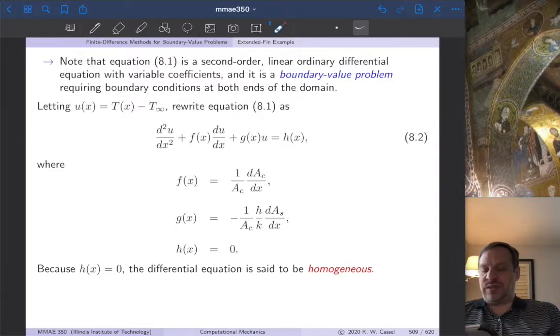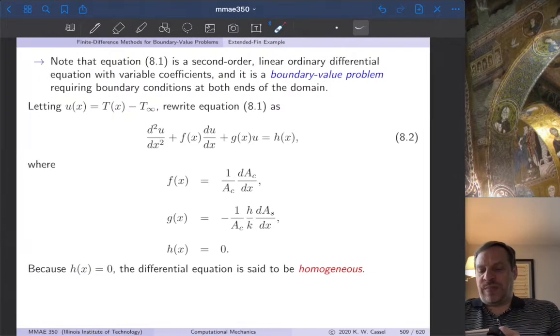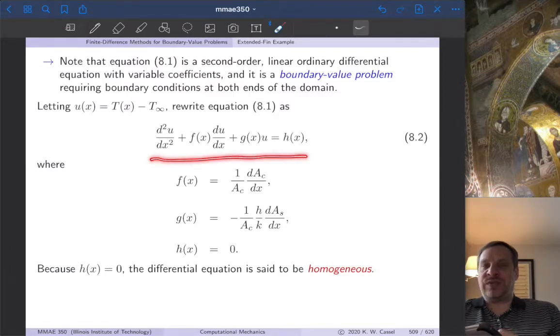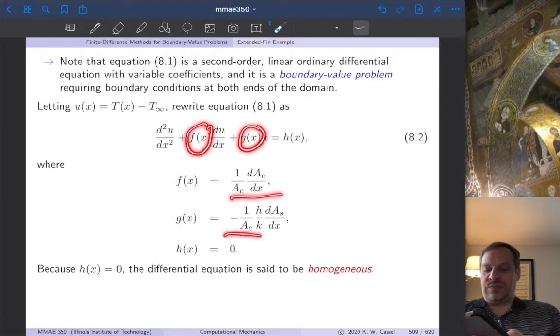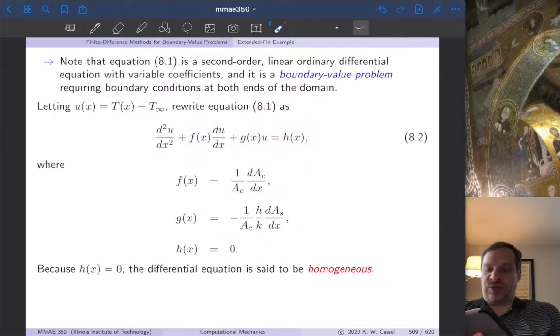Again, it doesn't change the problem significantly, just makes things a little bit easier. So then here we have our second order ordinary differential equation. The F, G coefficients here and here are given. Those are the same as before. And then the H, I've included the H for generality, but here H is 0. When the right-hand side is 0, we say that the equation is homogeneous. It's just a fancy term for something being 0.